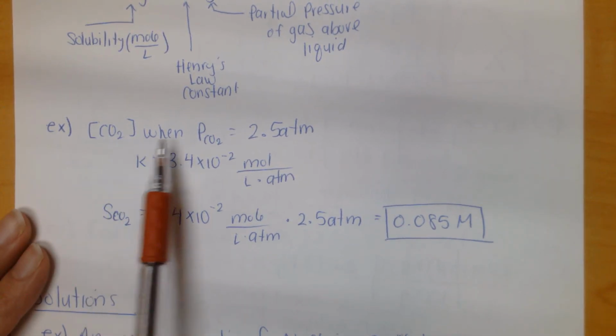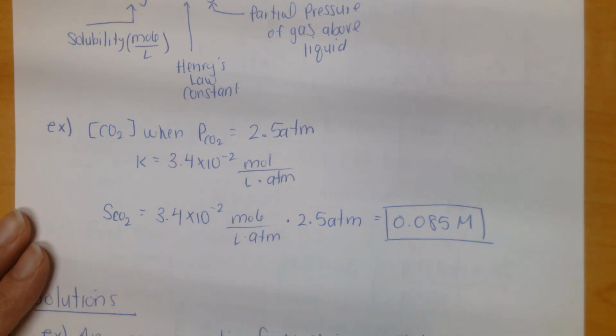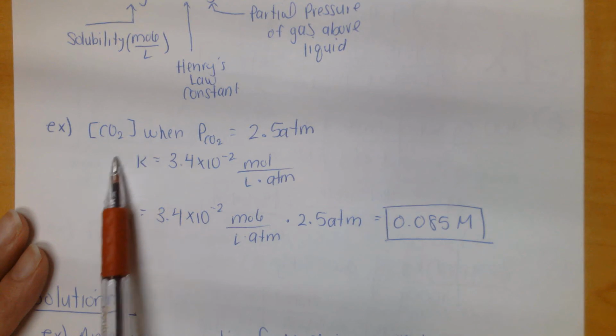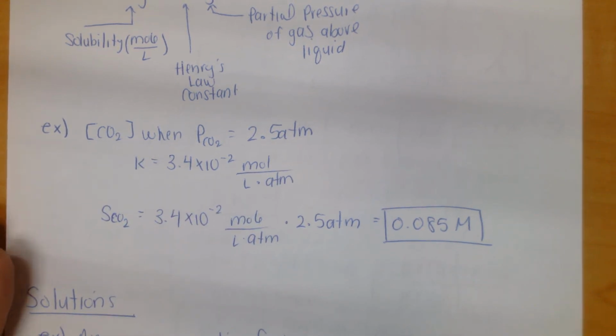The example we are going to look at here is the concentration, or the solubility, of CO2 if we have an increased pressure of CO2 of 2.5 atmospheres. At this given temperature, our K is 3.4 times 10 to the minus 2 moles per liter atmosphere. Having an increased pressure of 2.5 atmospheres would be like creating a pressurized soda.